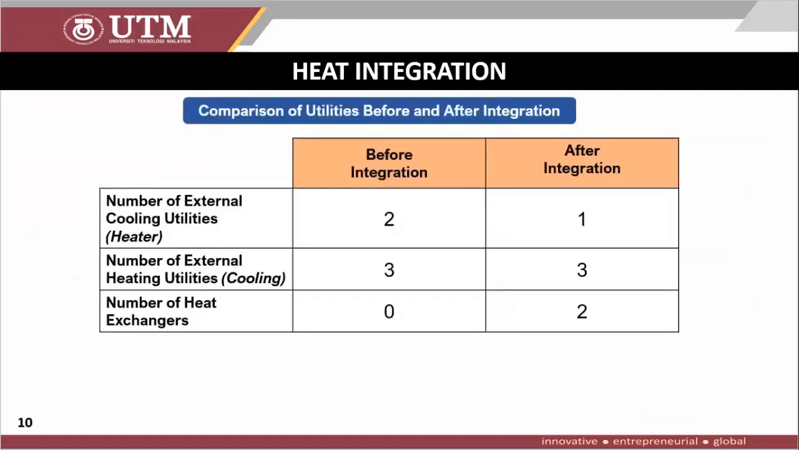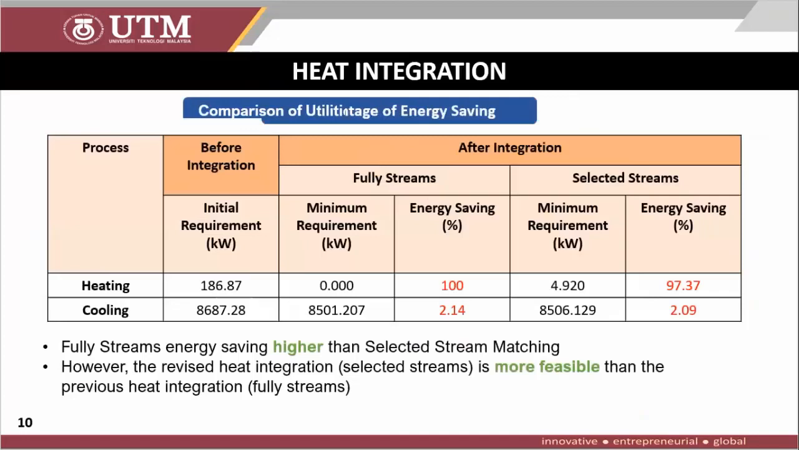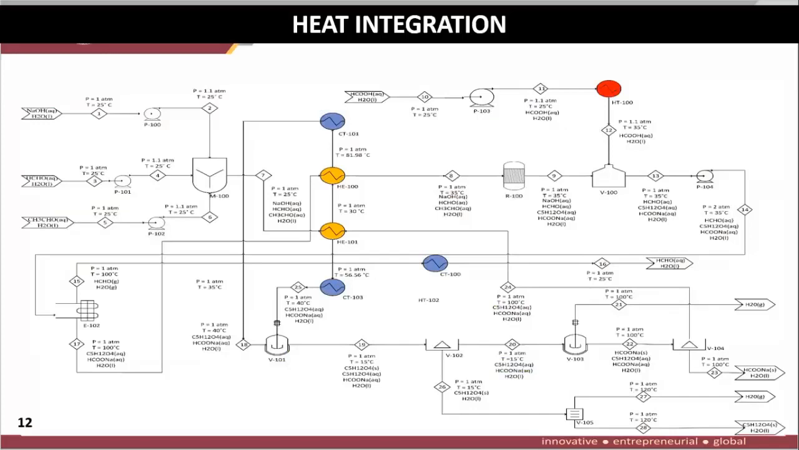This table shows the comparison of utilities before and after heat integration. Before heat integration, the number of heater is 2 and the number of cooler is 3. And after heat integration, the number of heater is 1 and the number of cooler is 3, with additional 2 heat exchanger. So this shows table of percentage of energy saving. In the table, it shows which stream's energy saving has higher than selected stream matching. However, the reverse heat integration is more feasible than the previous heat integration. And this diagram shows our diagram after heat integration being conducted.